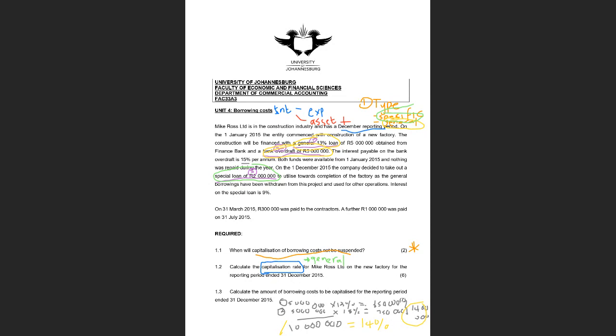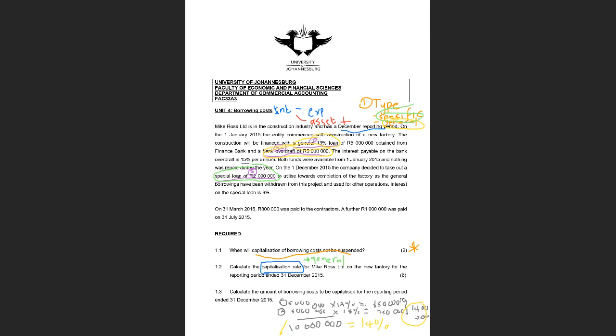Okay, so I'm going to repeat that. When we're calculating a capitalization rate, remember that a capitalization rate is only applicable to general borrowings. So the first thing that we did in this question is we went to each loan and determined what type of borrowings it is. We determined that the first two loans, the general 13% loan and the bank overdraft, are general borrowings. So when we're calculating the capitalization rate, those two are what we will use.